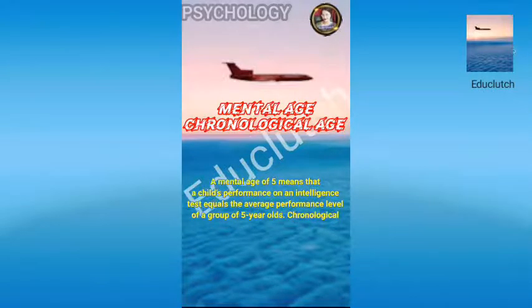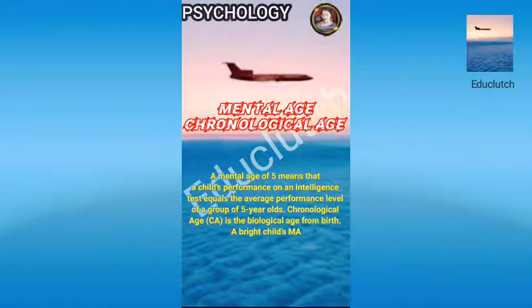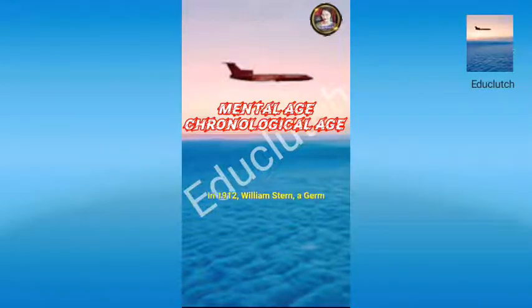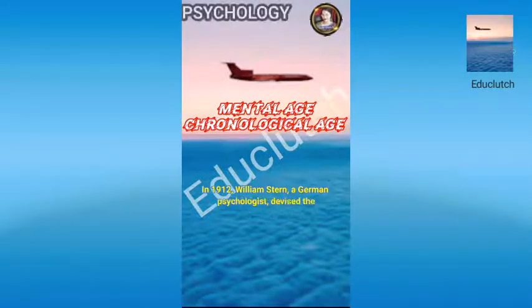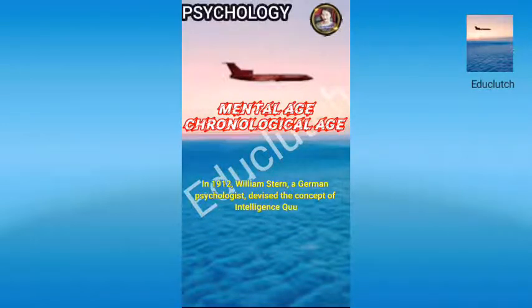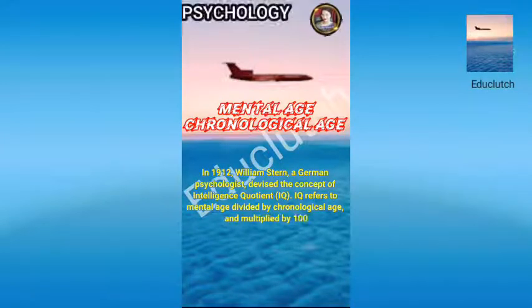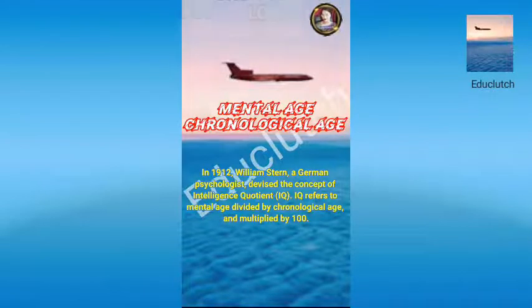Chronological age is the biological age from birth. In 1912, William Stern, a German psychologist, devised the concept of intelligence quotient. IQ refers to mental age upon chronological age into 100. That is mental age divided by chronological age and multiplied by 100.